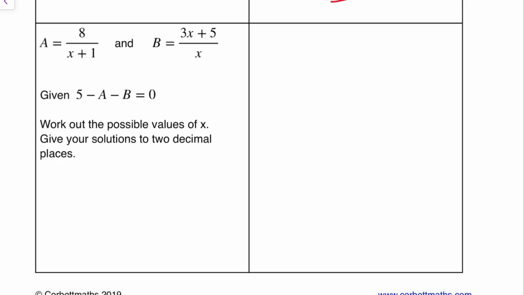So it works out the possible values of x, and then it says solutions to 2 decimal places, which straight away suggests to me that there's not going to be any factorising here. It's definitely going to be a quadratic formula question. So let's just write out what we've got. So we've got 5 minus A, so minus 8 over x plus 1, minus B, which is 3x plus 5 over x. And all that's equal to 0.